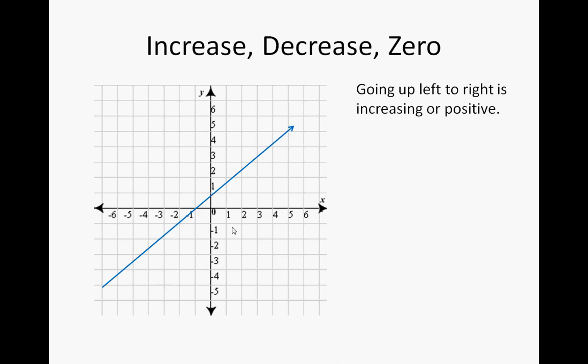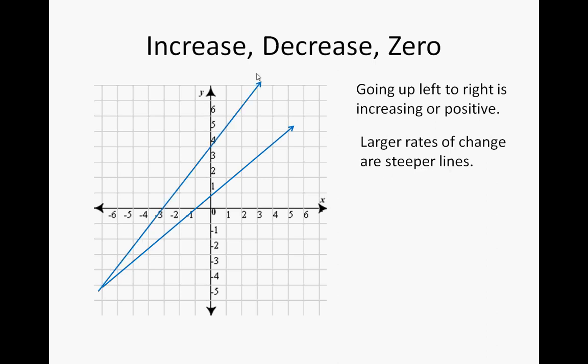So if somebody starts this far from you, and they're walking, they get closer, they pass you, and then they keep going. Larger rates of change are going to have steeper lines. So here's a steeper line. This person caught up to you much faster, passed you much faster, and they're way ahead of you at the end.